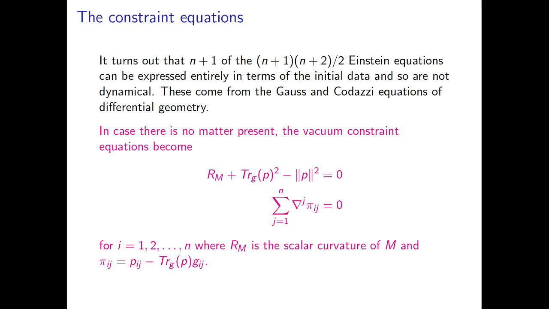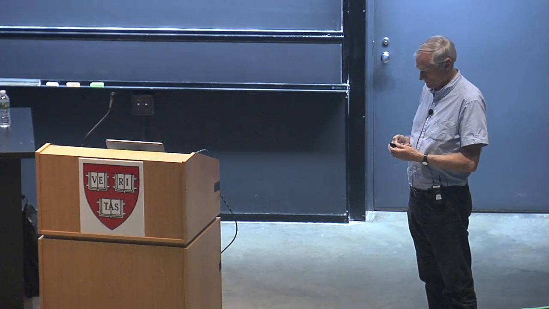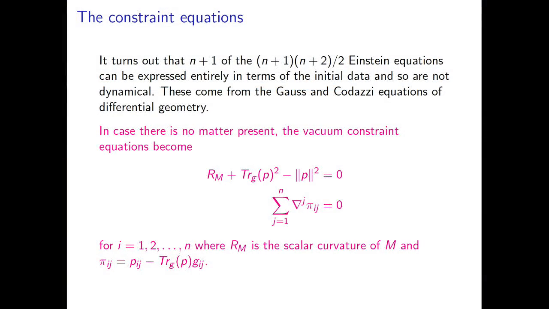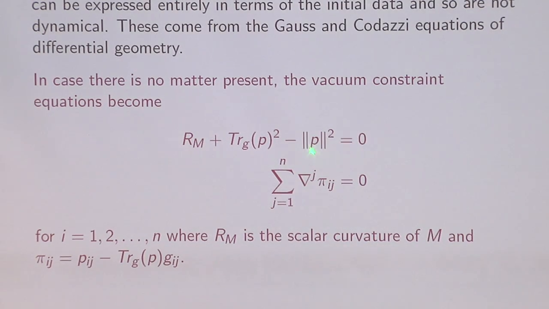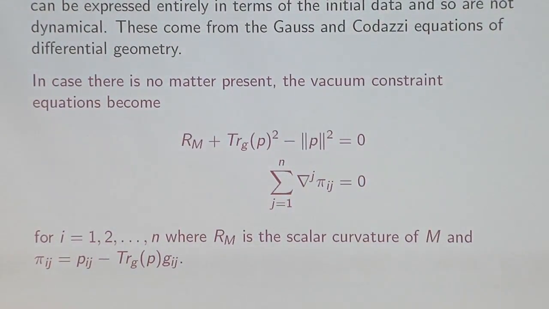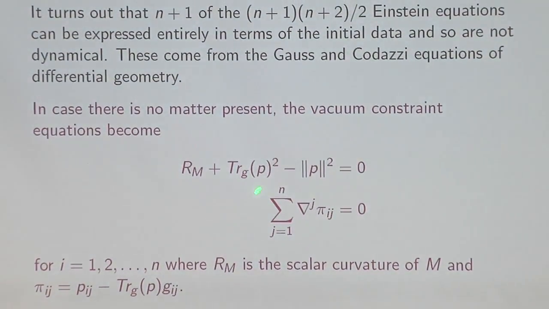So they're what are called constraint equations. So they impose constraints on the G and the P, the given data. And the n plus 1 equations are a scalar equation which expresses the scalar curvature of the initial metric G in terms of a quadratic expression in the second fundamental form. And so that comes from the Gauss equations. Of course, it's a traced version of the Gauss equations. And the vector part of the constraint equations come from the Cauchy equations. So these come from the Gauss and Cauchy equations of differential geometry.